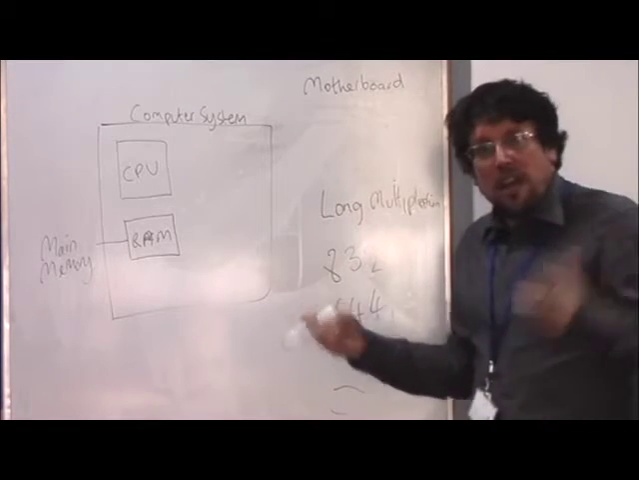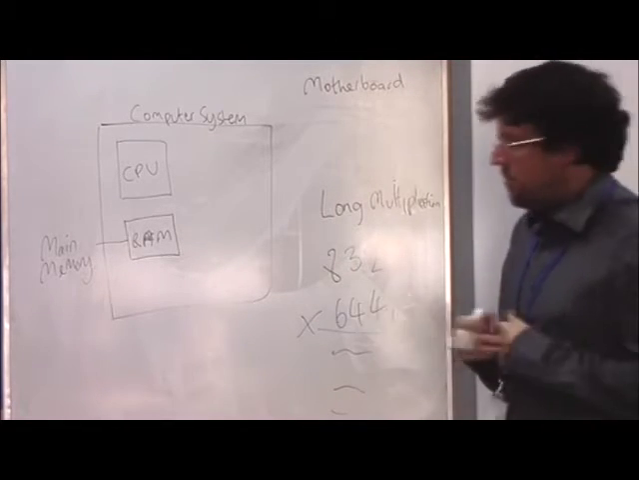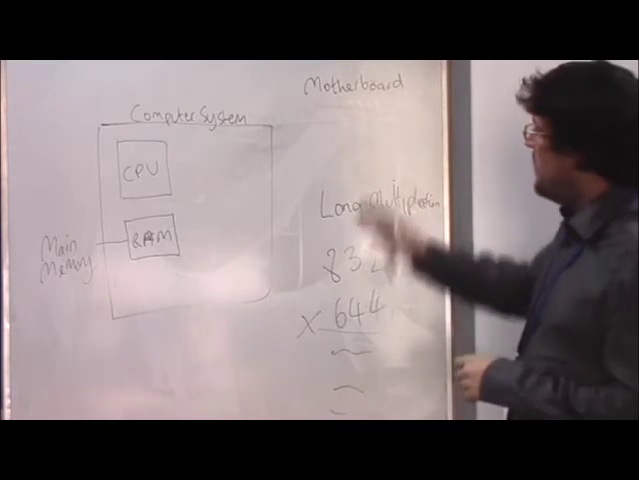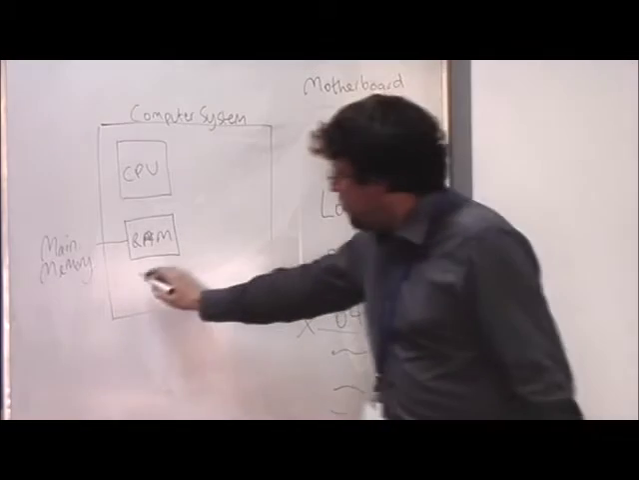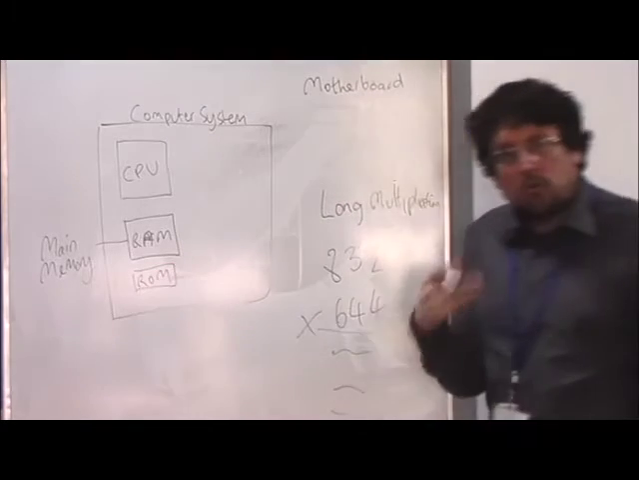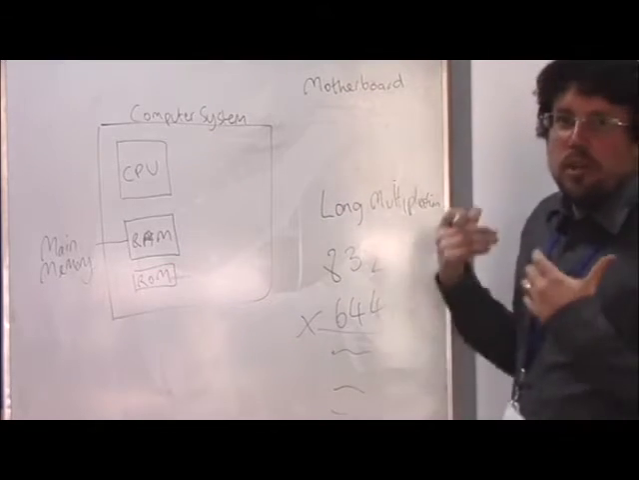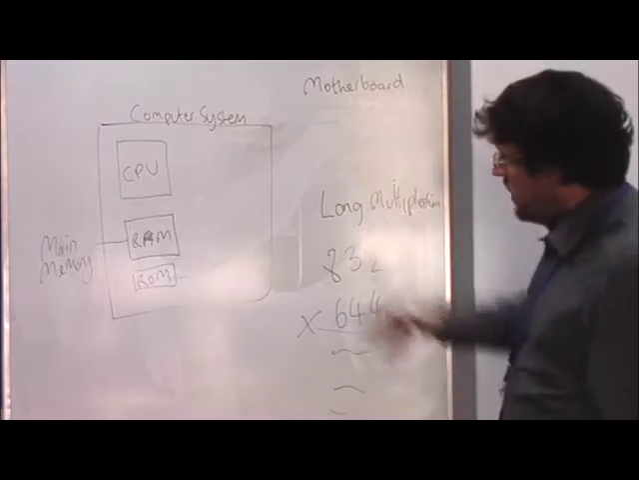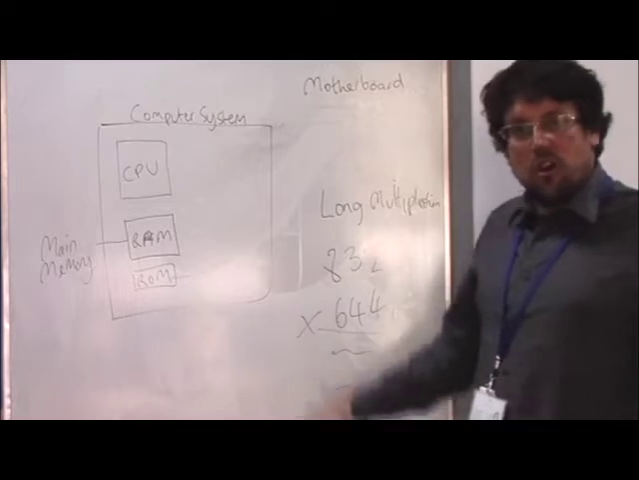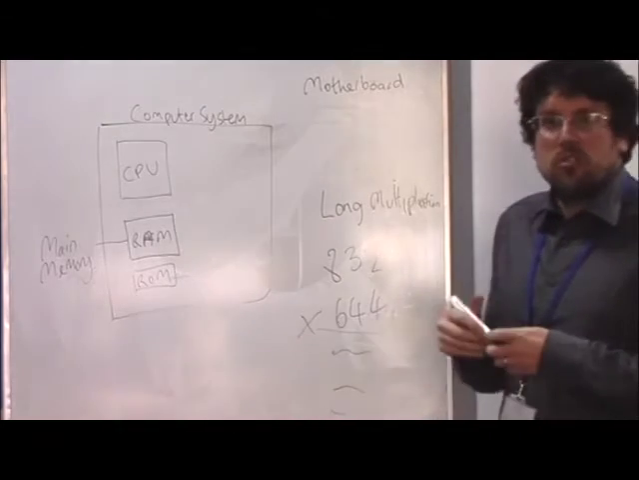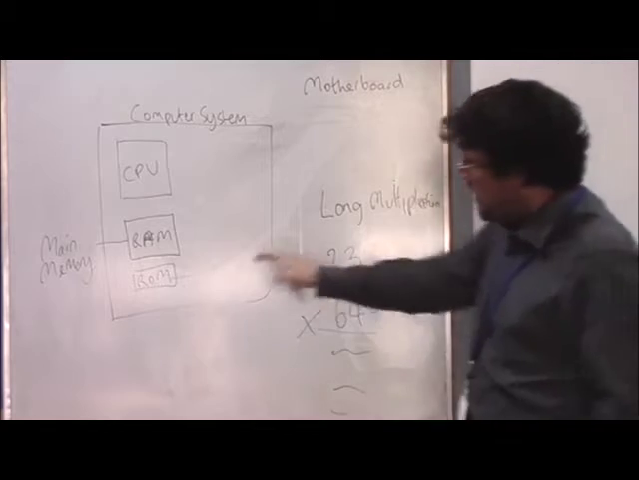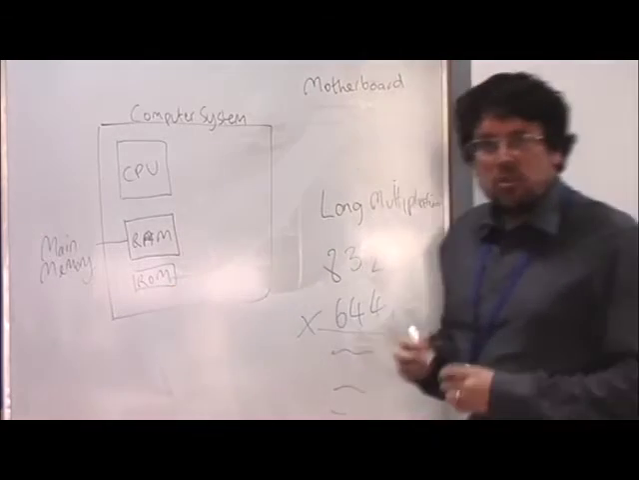Now I haven't got an example here, but there is another type of memory, and it's different from RAM. This type of memory you'll find built onto the motherboard, and it's called ROM. ROM stands for read-only memory, and ROM's job is to store the instructions that tell the computer what to do when you turn it on. Do you ever wonder how your computer knows what to do when you press the power button? Well, it does what it does because of those instructions that are stored in the ROM.